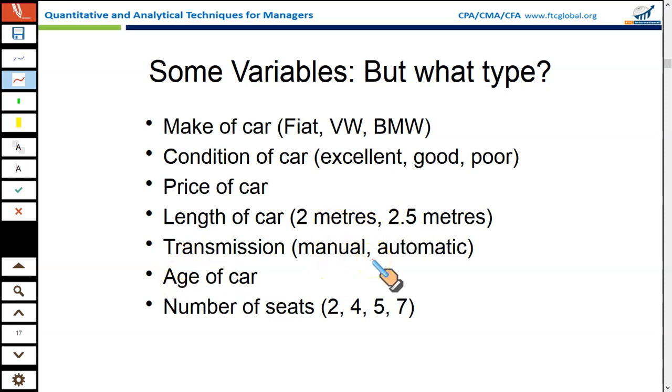Transmission, manual or automatic. Clearly, it's nominal because these are categories that do not have any order or ranking. Age of car, if expressed in years, it's discrete. Age of the car is typically counted in whole numbers, 1 year, 2 years, 5 years. And number of seats, again, it's discrete because the number of seats is a countable number, because seats have to be whole units. And again, the question, why are we studying this? Because understanding these classifications is crucial for selecting the appropriate statistical method for analysis. So once we know we have a discrete variable, our analysis will be in a different direction.